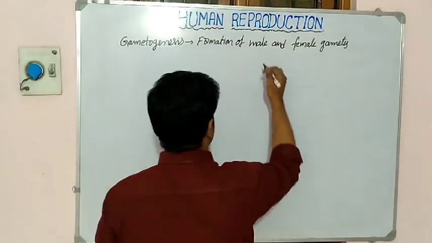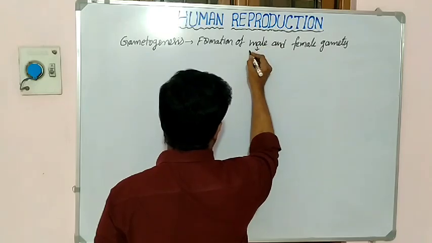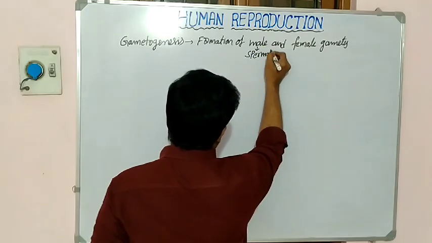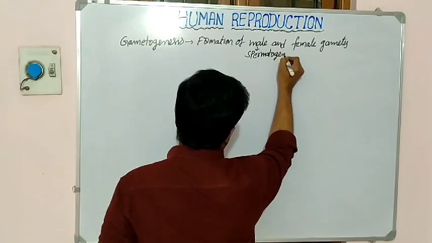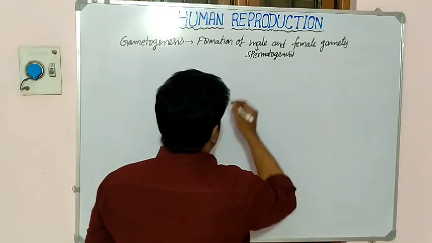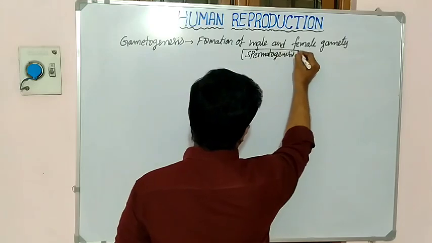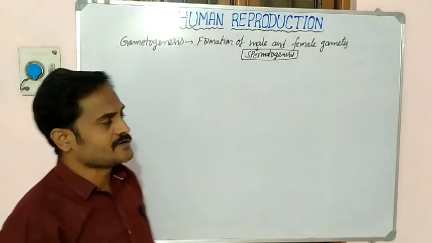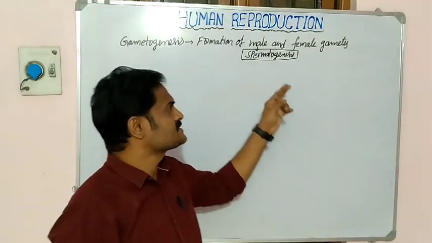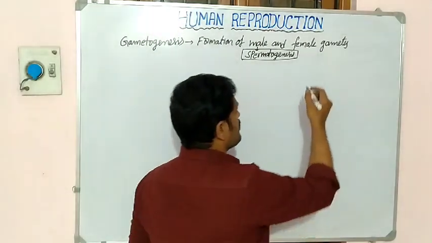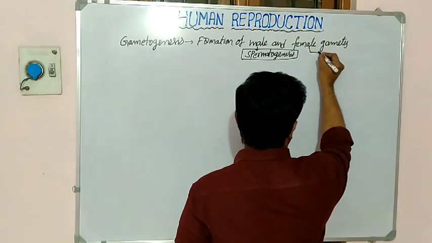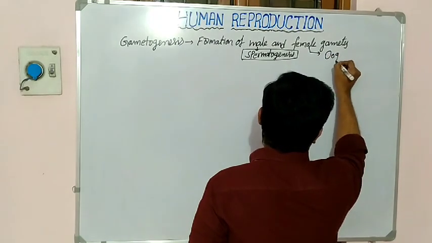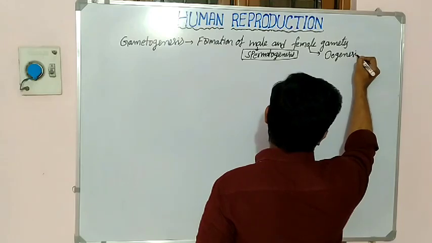See, formation of male gametes is called spermatogenesis. So, what is spermatogenesis? Formation of male gametes in the male reproductive system is called spermatogenesis. But what about female gametes? Formation of female gametes is called oogenesis.